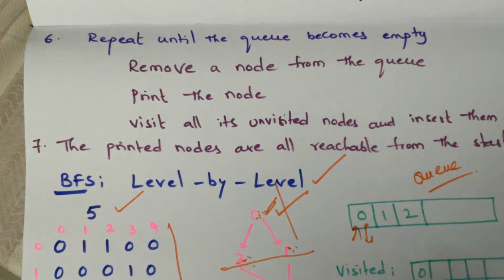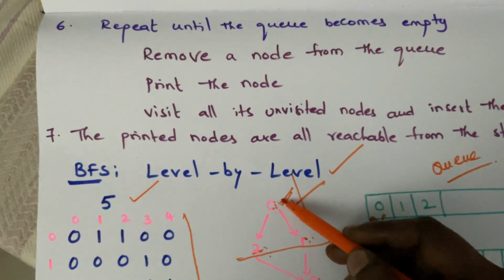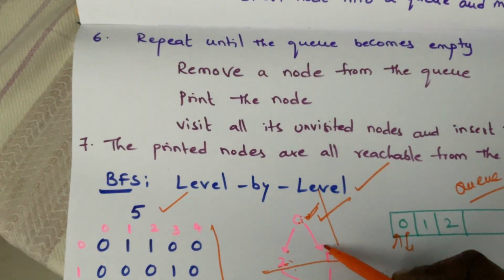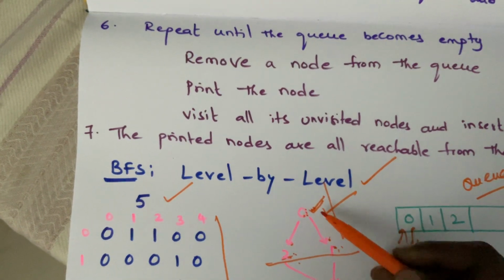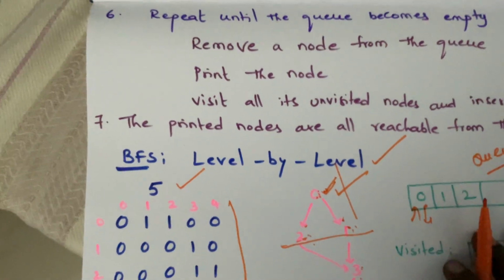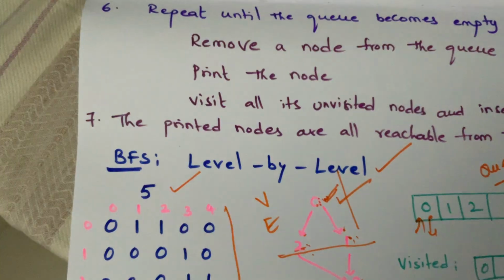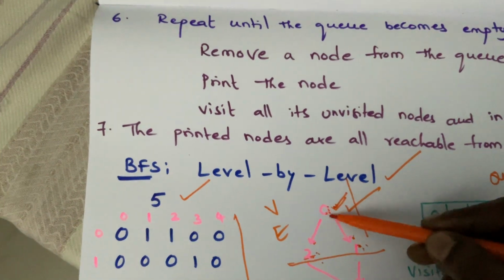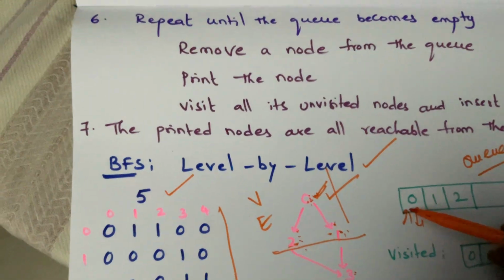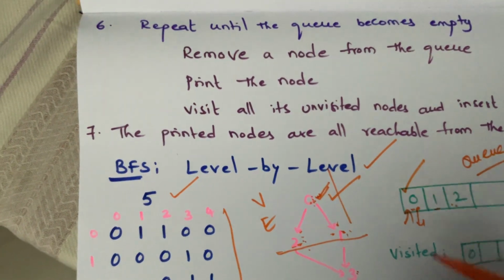We visited this. What do you mean by visiting? Visiting is going to the vertex and exploring the vertex. Graph is all about two functionalities: visiting and exploring. Visiting is going to that vertex, exploring is finding the adjacent. So I just went to the 0 and I found the adjacent of this. That means I completed visiting.